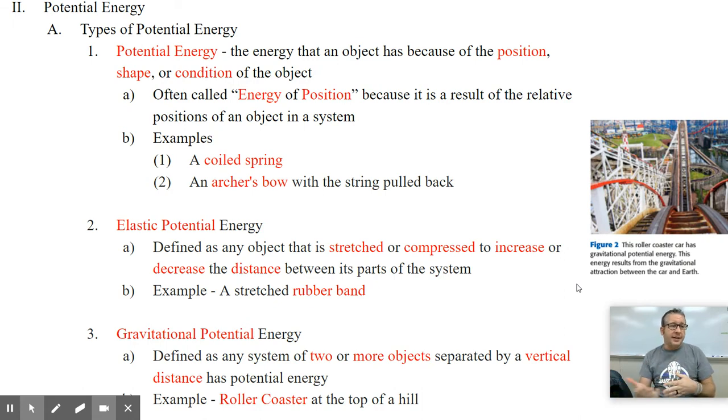Another type is elastic potential energy, defined as any object that is stretched or compressed to increase or decrease the distance between its parts of the system.